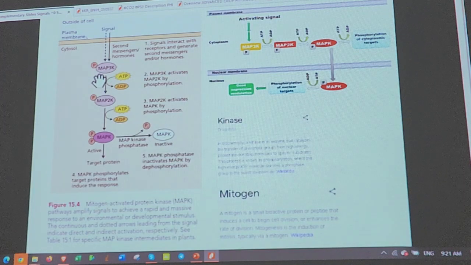MAP3K means mitogen-activated protein kinase. That's the full name of it. Only this can phosphorylate the MAP2K. So you have another set of protein in the cell that has only got two kinases attached to it, and this protein can only be phosphorylated by a protein that has more kinases on its body. So MAP2K can only get activated by MAP3K.